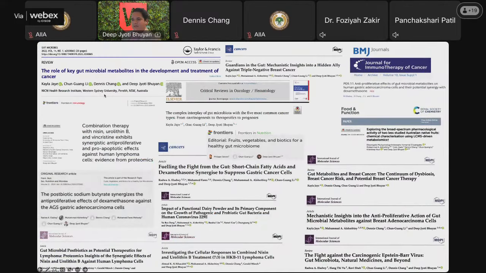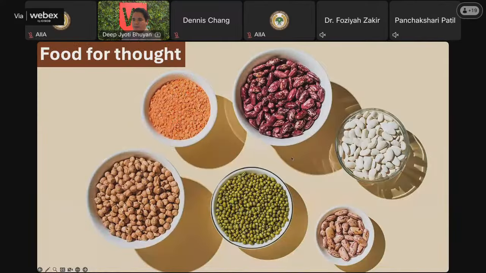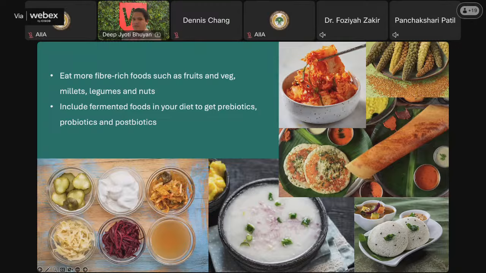Some of our publications in the space of gut microbiome, food science, as well as cancer therapy. So food for thought would be to eat a lot of fiber-rich foods such as fruits and vegetables, millets, legumes, and nuts, and include fermented foods. India is known for its fermented food, especially South India and Northeast India.